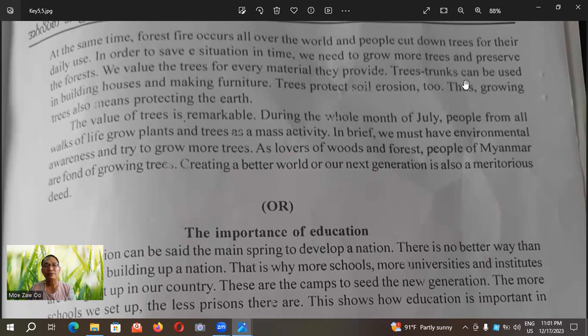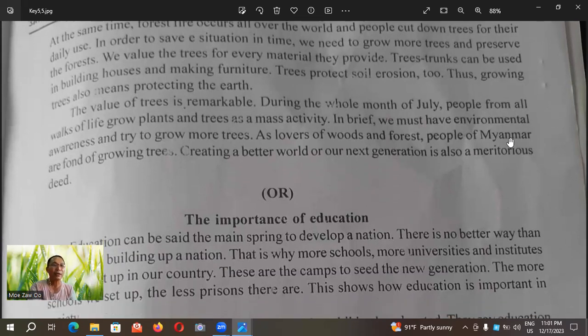We value the trees for every material they provide. Tree trunks can be used in buildings, houses, and making furniture. Trees protect against soil erosion too. Thus, growing trees also means protecting the earth. The value of trees is remarkable.